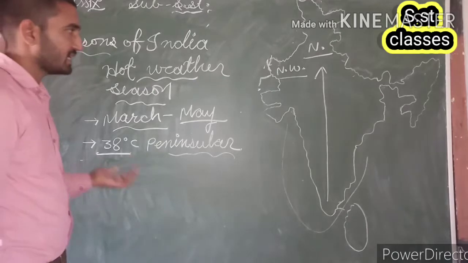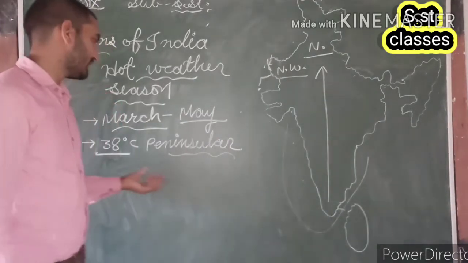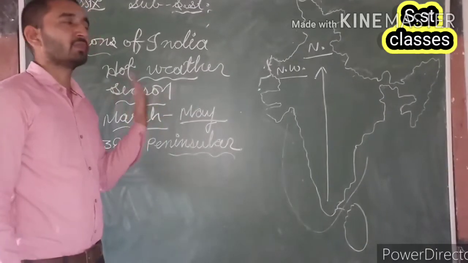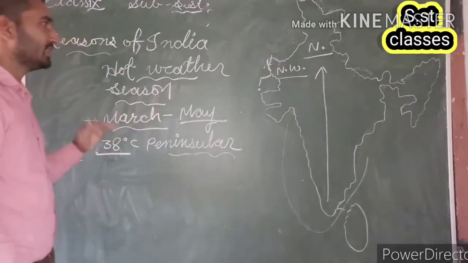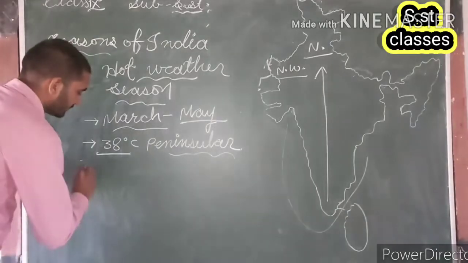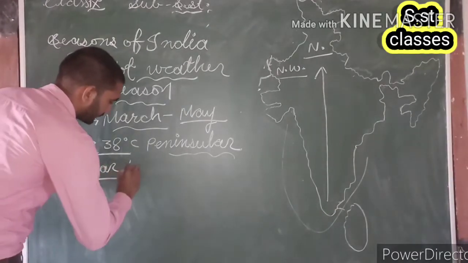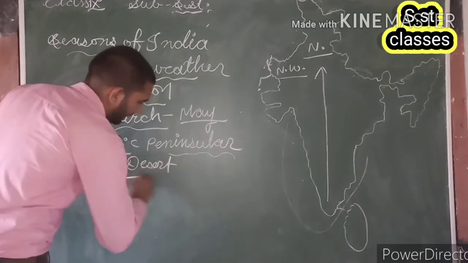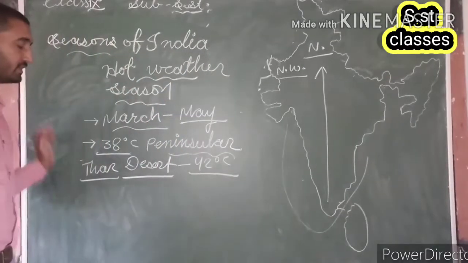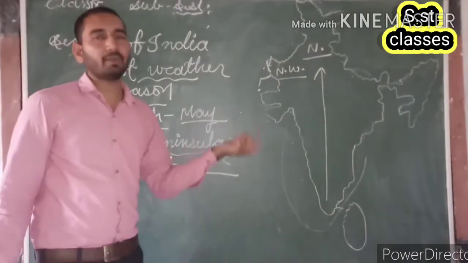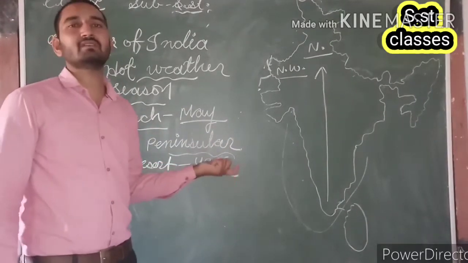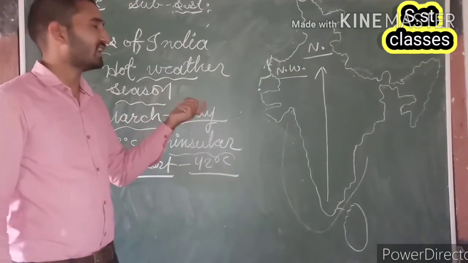But after that, as we move towards the northern and northwestern side of the peninsula region, then with the passing of time or with the change of month, we find an increase in temperature in the northwestern part of the country, especially in the Thar desert. And here the temperature rises to 42 degrees Celsius. Meaning the Thar desert and the middle plain part of the country notice the temperature increase to 42 degrees Celsius during the hot weather season.